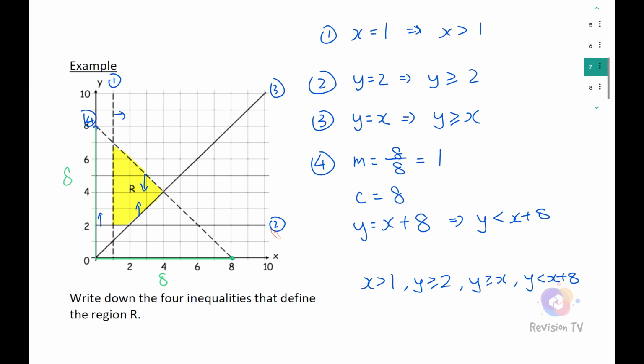Okay, so I've told you again, 4 steps. First step, look for the horizontal line and vertical line, and then write down the equation. Then, judging by the position of region R compared to the line, you change the sign accordingly. And be careful with the firm line and the dotted line. Okay.